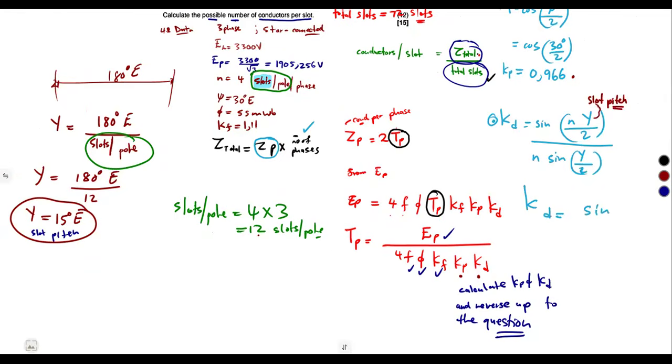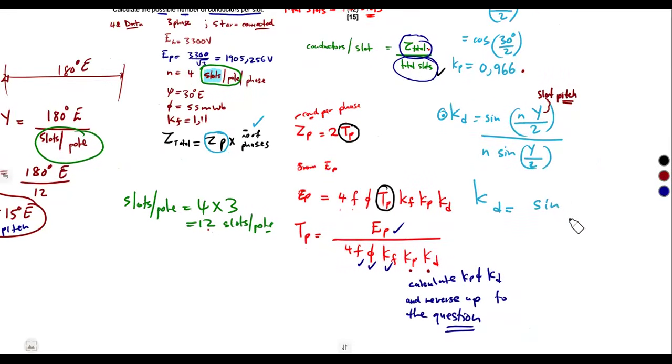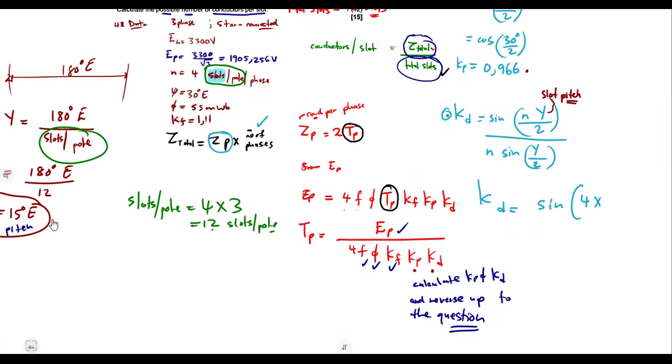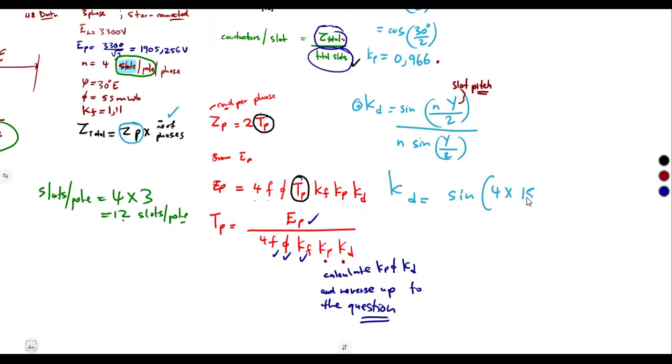The sine of n times the slot pitch over 2, over n times the sine of slot pitch over 2. Any, sorry, let's substitute: our n is 4, times our slot pitch, which is 15 electrical degrees, so that's 15 degrees over 2. And this is over the same n, which is 4, times the sine of 15 degrees over 2.